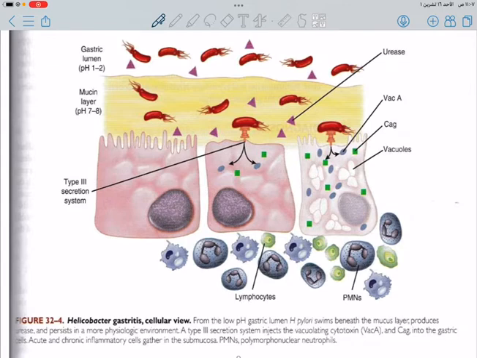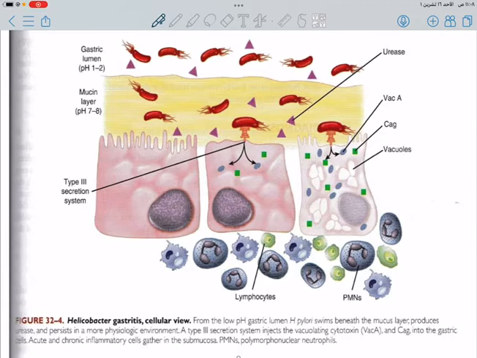To the mucin layer. You know the stomach wall is covered with mucin, a mucous material, to protect it from what? From the acidity. Now it can escape from here and go underneath the mucin layer, which has a pH of 7 to 8, to get rid of the acidity. And this will be helped with what? With urease. Urease will increase the pH. And I will let you know how in a moment.